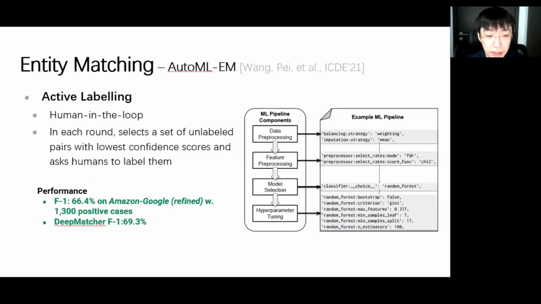Similar to VAER, this work also uses the active learning trick to reduce the labeling cost. In each round, it selects a set of unlabeled pairs with the lowest confidence score and asks a human to label them. The performance is less than 3 points worse compared with the SOTA deep matching model. So considering this model is much more user-friendly, the performance is quite competitive.